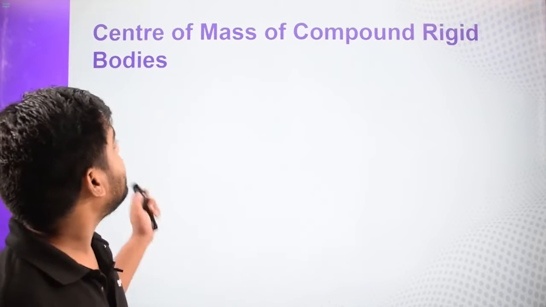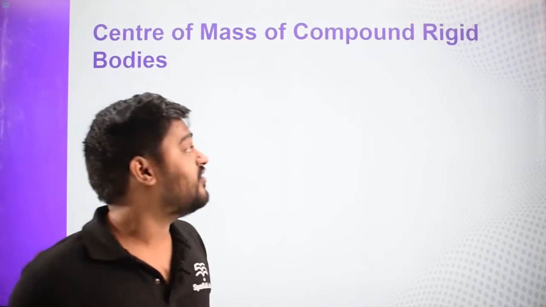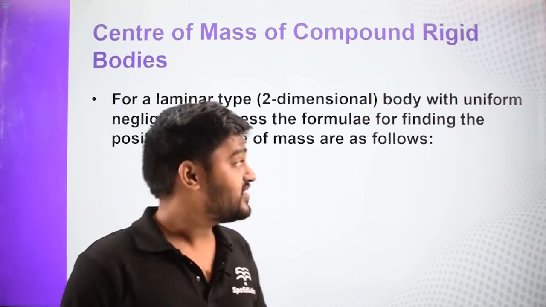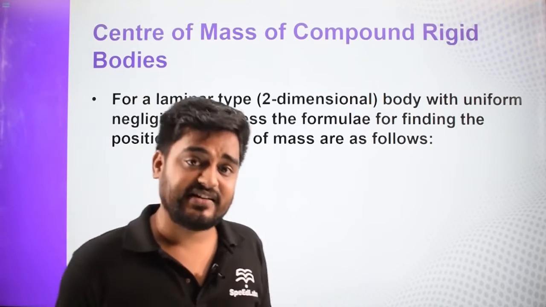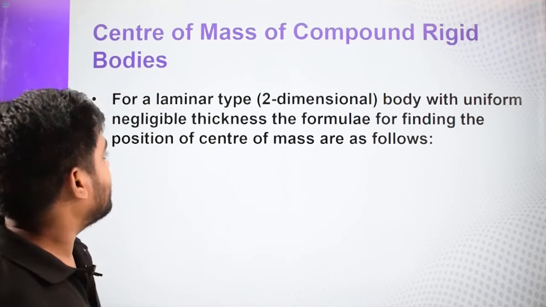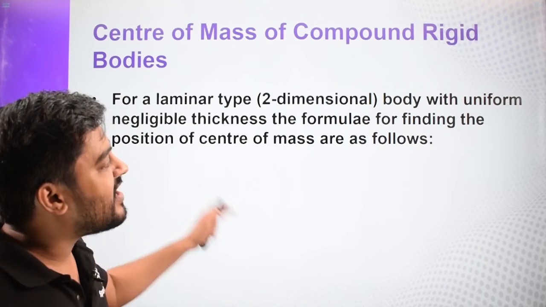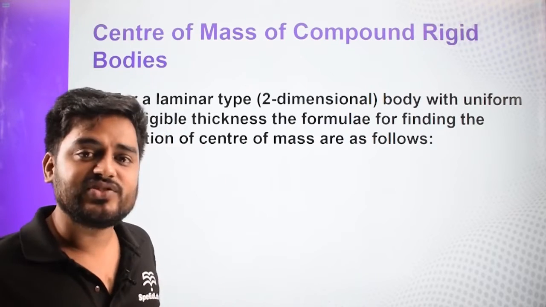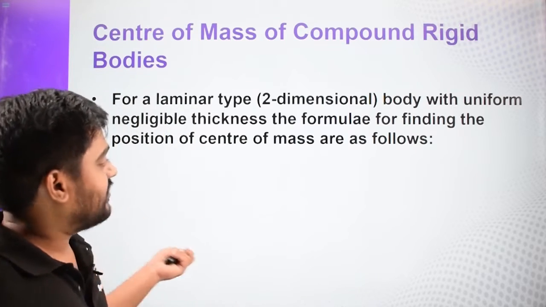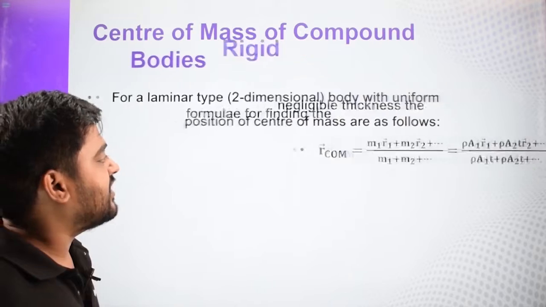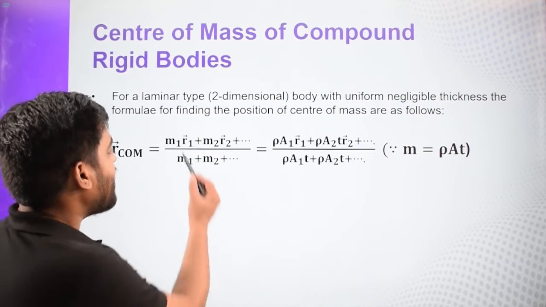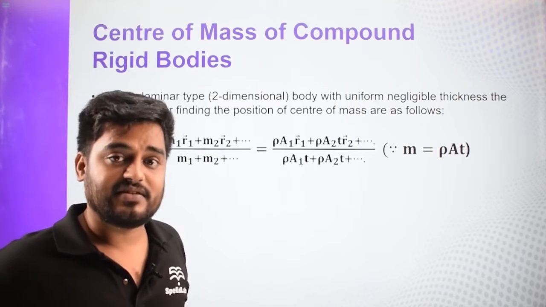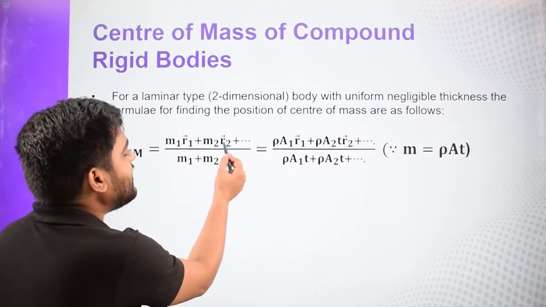Let us find the center of mass of some compound rigid bodies. Sometimes we have compound rigid bodies which are not symmetric, but their parts are symmetric. Let us say for a laminar type body with uniform negligible thickness, laminar meaning just a 2D sheet, we can apply the following formula. The formula is basically M1 R1 plus M2 R2. This is the same formula as if there was a discrete system, right? So what is M1, R1, M2, R2?